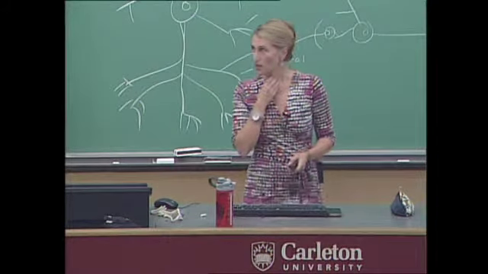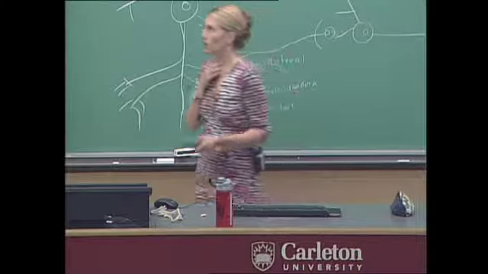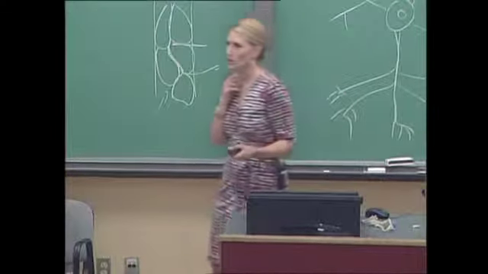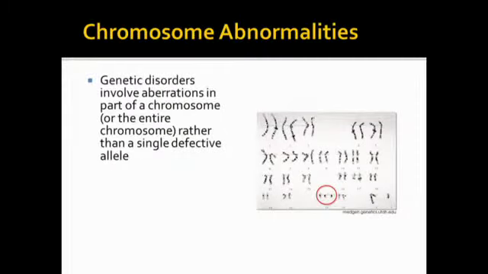All right, so the last thing I want to talk about, one of the other chromosome abnormalities that I'm sure you're already aware of, things like genetic disorders that involve aberrations of part of the chromosome. So in this case, you're not getting a mutated copy. You're getting an actual problem with the chromosome rather than a single defective allele. Anybody know what's up here on the screen?